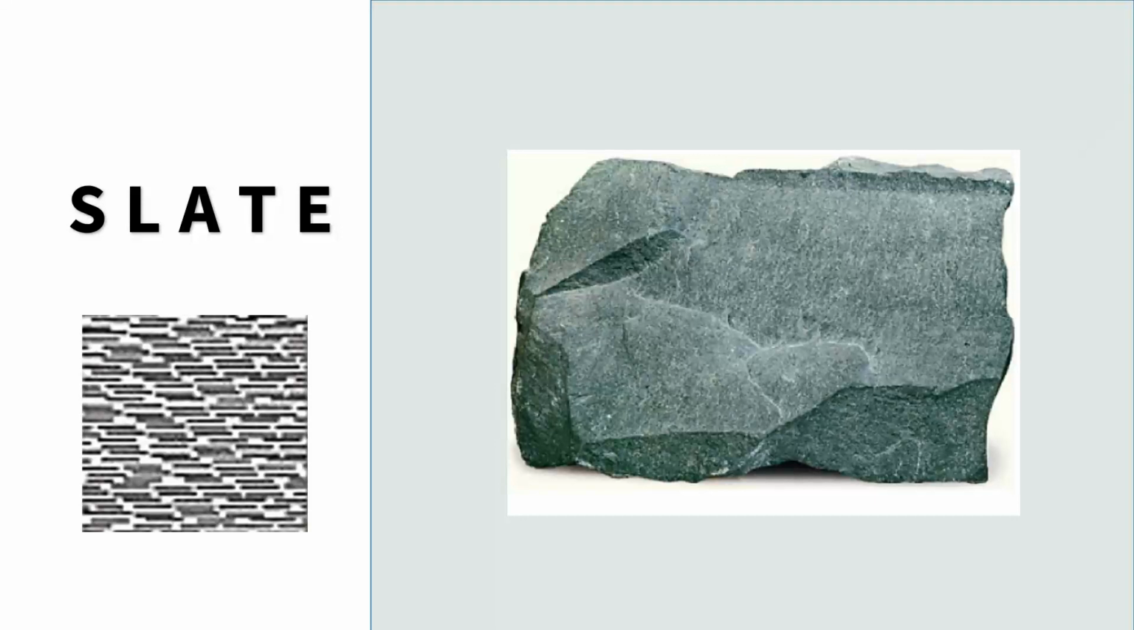First, here is slate. This rock comes from shale, which has been put under even more pressure than it was when it formed the shale. This pressure has made all of those grains squished together tightly, and the tightest they can get is when they're parallel to each other. Sort of. We'll see if they can get even tighter in just a second.